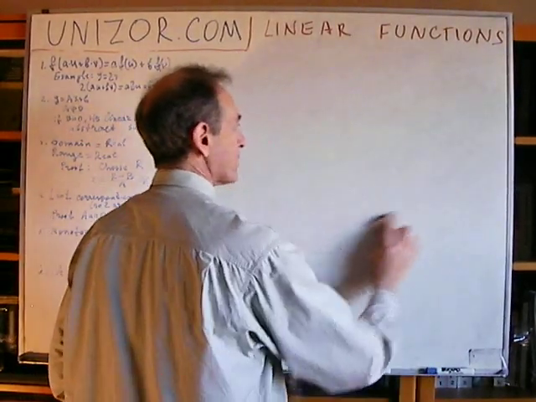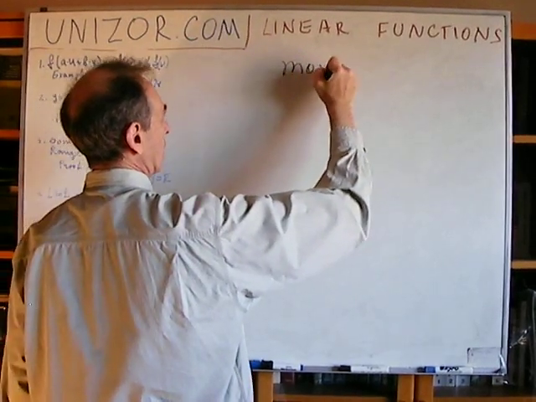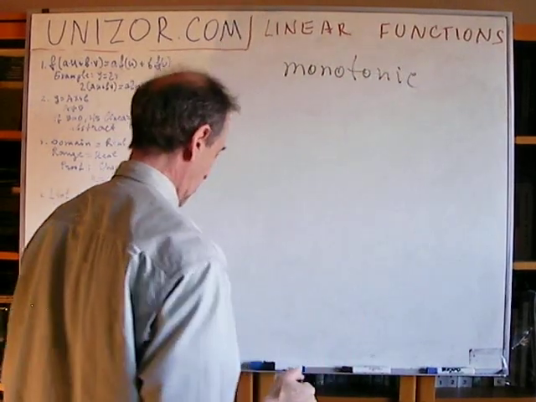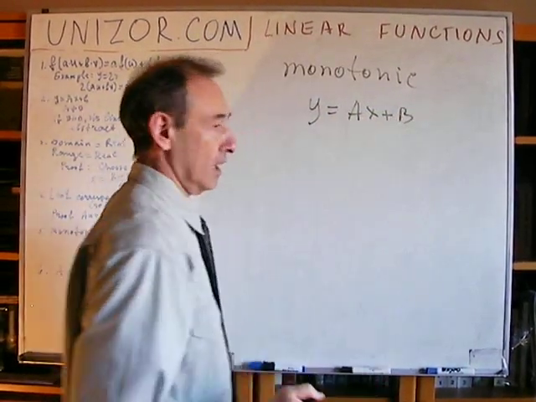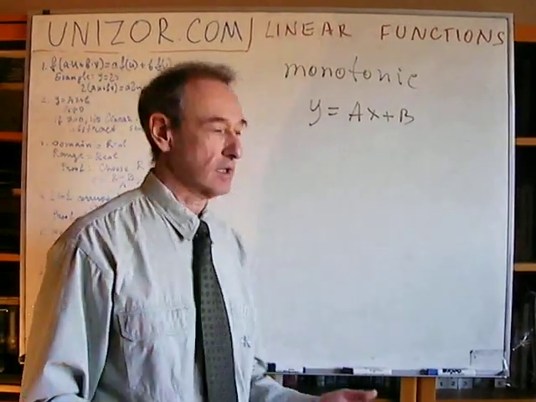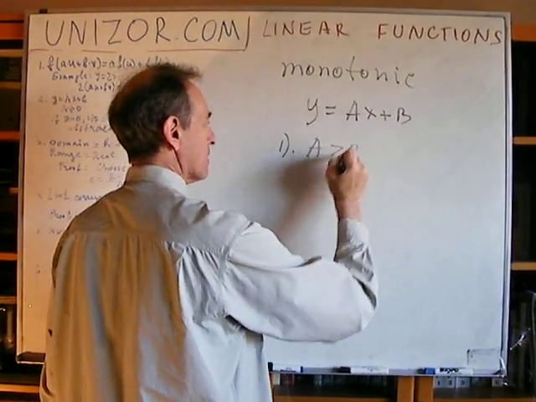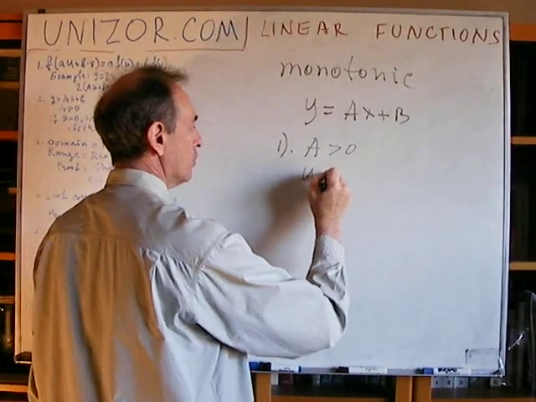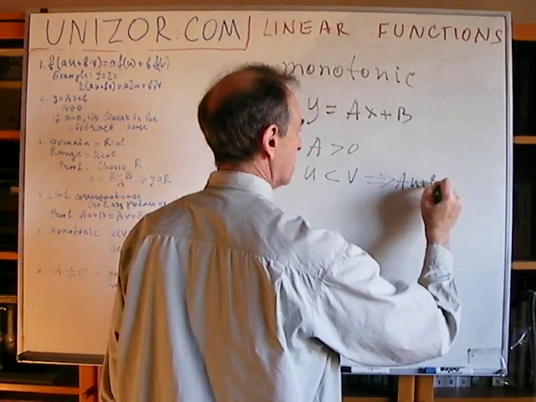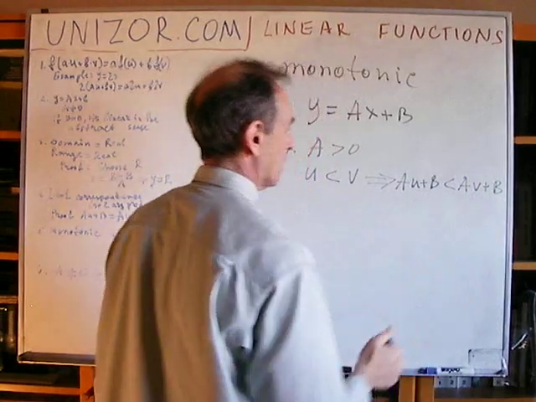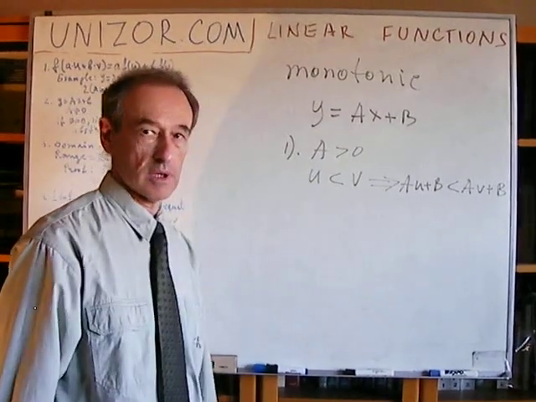All right. Another property of linear function is that it is monotonic. Monotonic. Well, I'm sure you understand what it means. Basically, let me just repeat it: it's always increasing or always decreasing. More precisely, first, case a greater than zero. Then, if u less than v, then au plus b less than av plus b. So the value of the function would be greater if the value of the argument is greater.